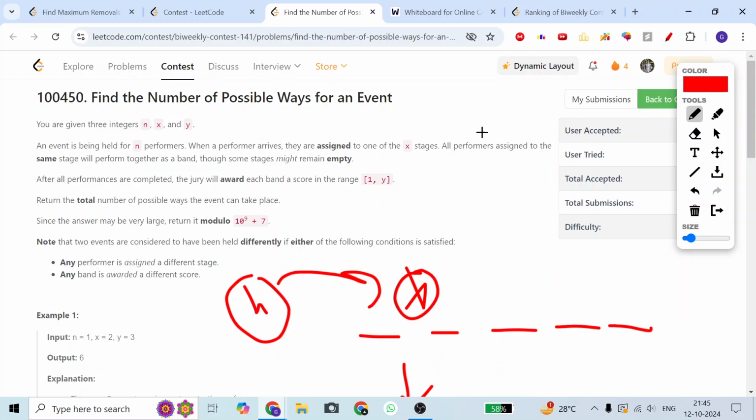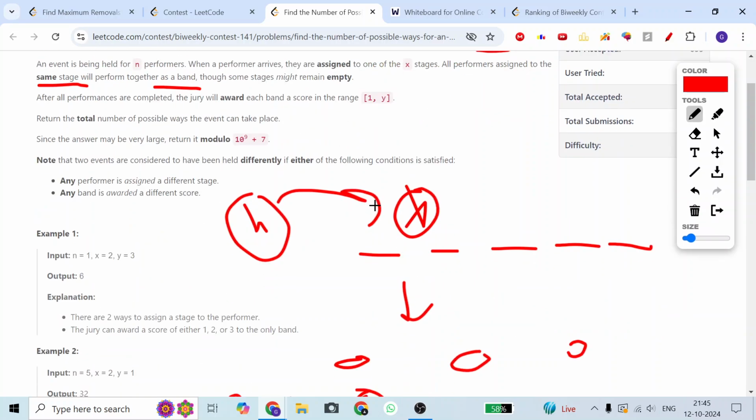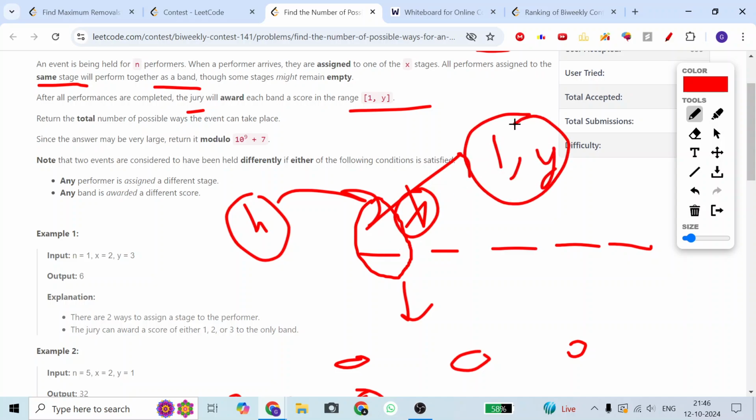Now all the performers who are in the same stage will perform together as a band. They will perform as a whole unit. Now this whole unit will receive an award from the jury, in a range from 1 to y. It can be any score from 1 to y. So how many choices do I have? y choices.